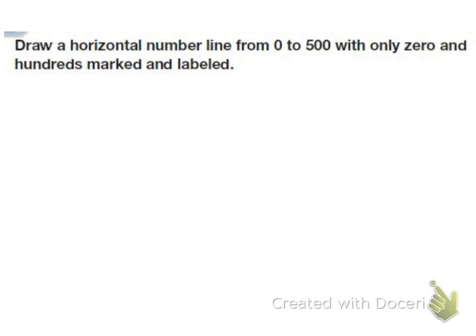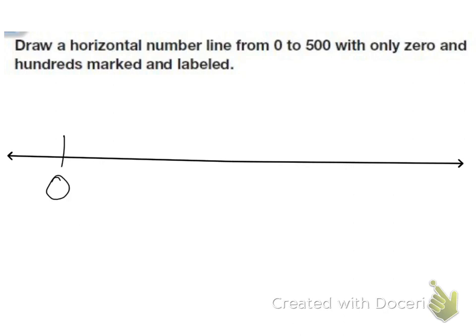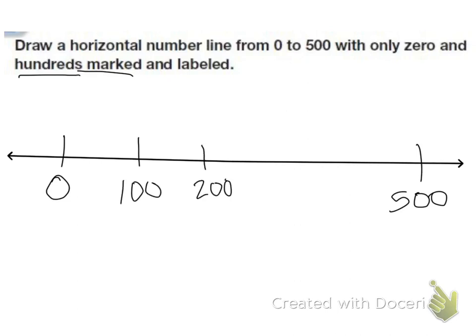Okay? All right. This next problem says, draw a horizontal number line from 0 to 500 with only 0 and hundreds marked and labeled. So I'm going to start off by drawing my number line. My first tick mark is going to be 0, and then it says since it's only the hundreds that are marked, and I'm going to 500, I mark the end with 500, and then I split up the middle. So 100, 200, 300, 400. And that's how I would draw my picture.